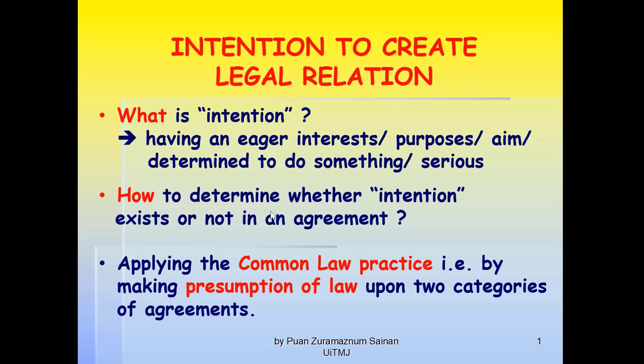So how to determine whether intention exists or not in an agreement? Of course, intention is something which cannot be seen physically. In that case, we have to determine how the intention exists in a contract. The formula is by applying the common law practice, that is, by making presumption of law, andaian undang-undang, upon two categories of agreements. Here it means under the common law practice, in order to determine whether intention exists or not in a contract, we have to presume the existence of the intention by looking at two categories of agreements.